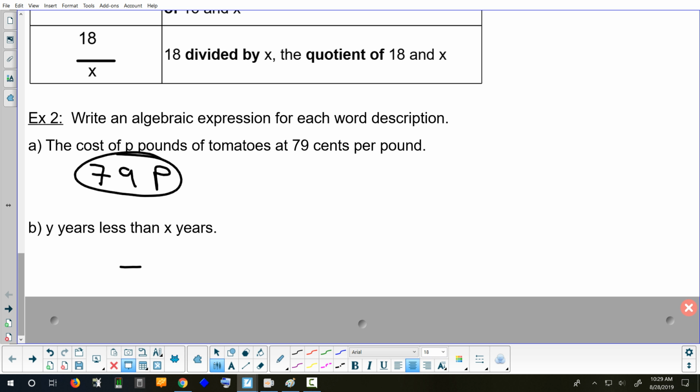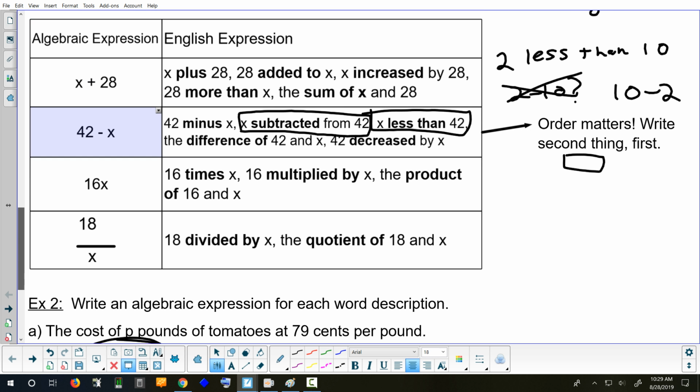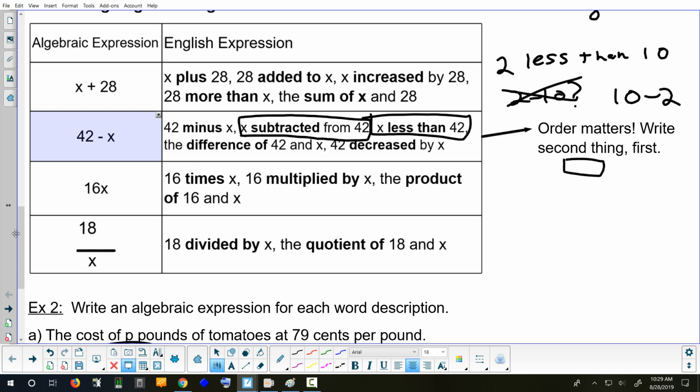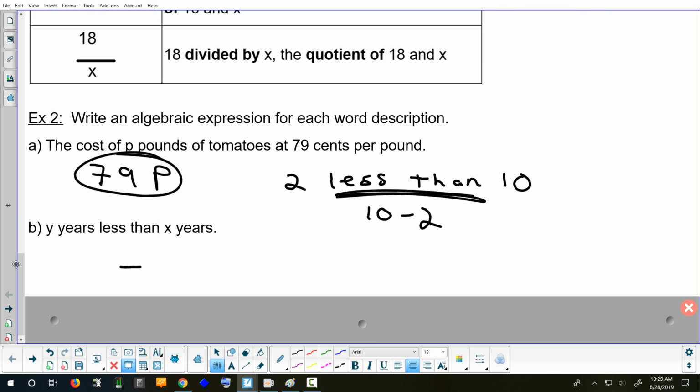Now, sometimes when I look at it, if the letters look confusing to me, I think of it in terms of numbers. So let's just think of it as 2 less than 10. Whether it's years or pineapples, it doesn't matter. How would you write 2 less than 10? What minus what? Yep. 10 minus 2. Whenever you see the words less than, you always write the second thing first. That's just how it works. 2 less than 10 means 10 minus 2.